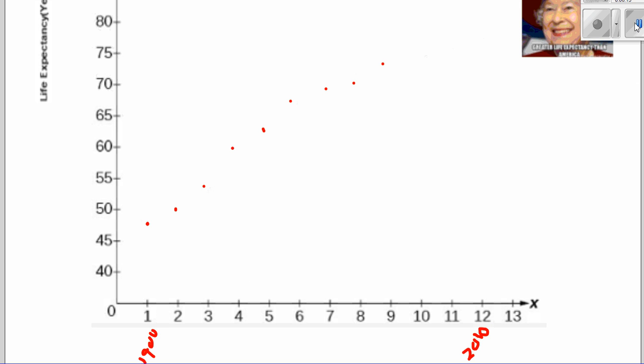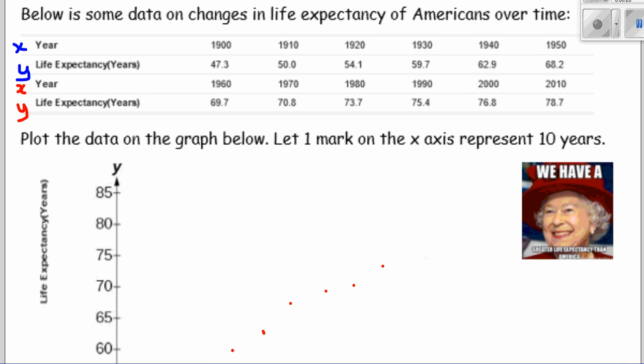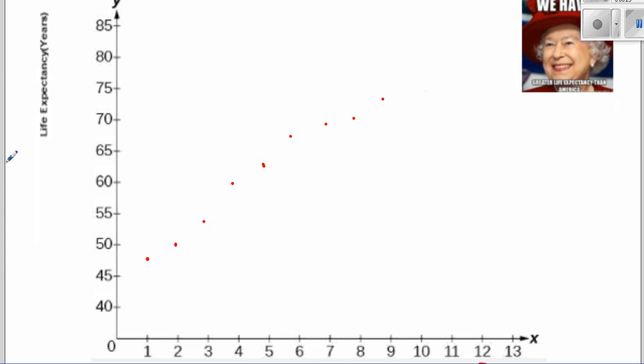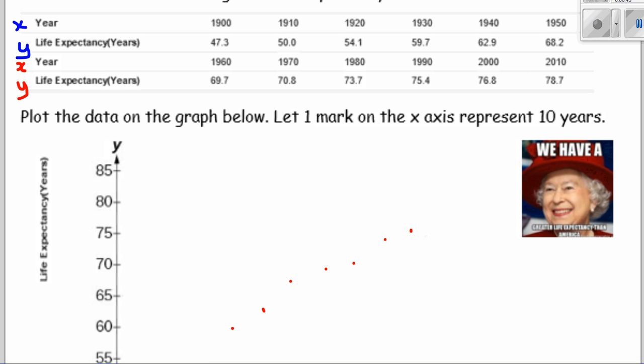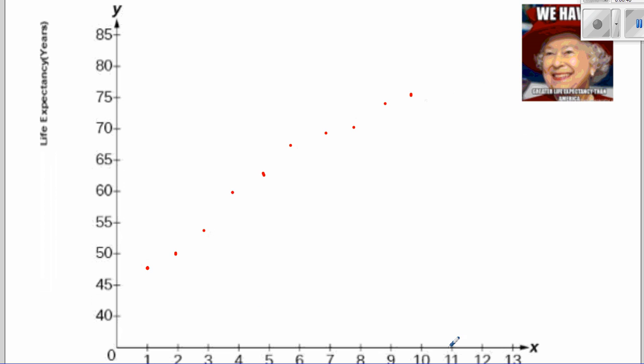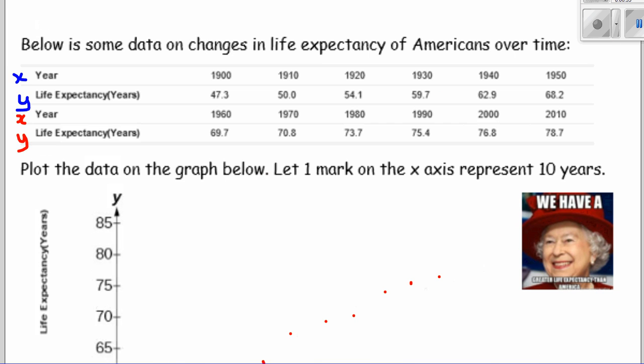And where were we up to? So we just did 73.7. 75.4 for the next one. Just a little bit higher. Should be a bit more like that. Actually, to be honest, that one's maybe a little bit low. So 73.7 should be a bit higher. And then the next one, 76.8, probably about here. Then 2010, 78.7.